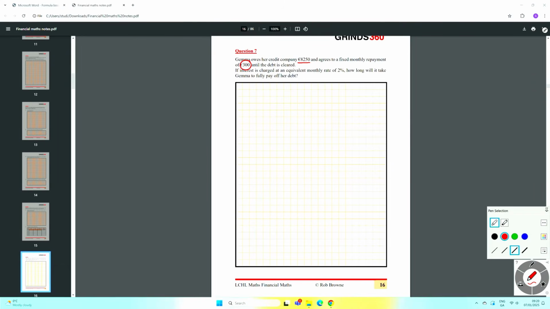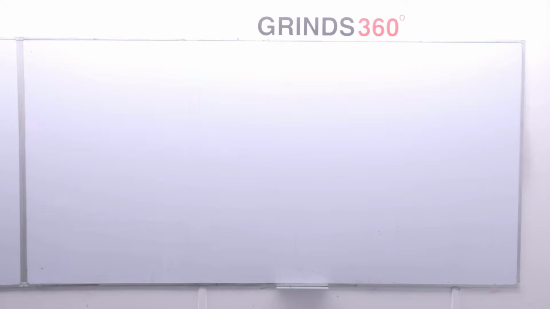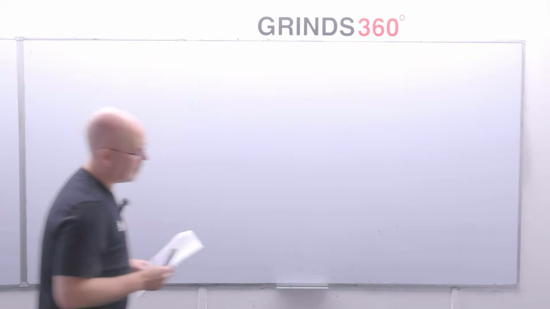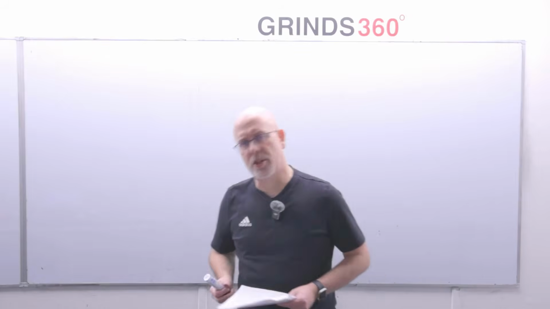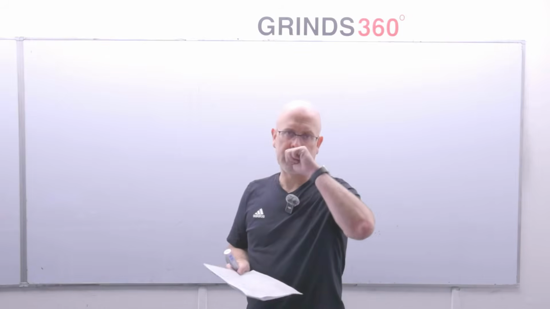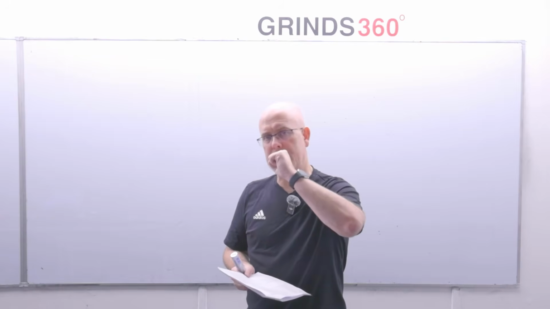Interest is charged at an equivalent monthly rate of 2%. So it's 2% per month interest rate. How long will it take Gemma to fully pay off her debt? Think about that for a second. First of all, I'm going to use the amortization formula. Why? What was the clue in here that I'm going to use the amortization formula?